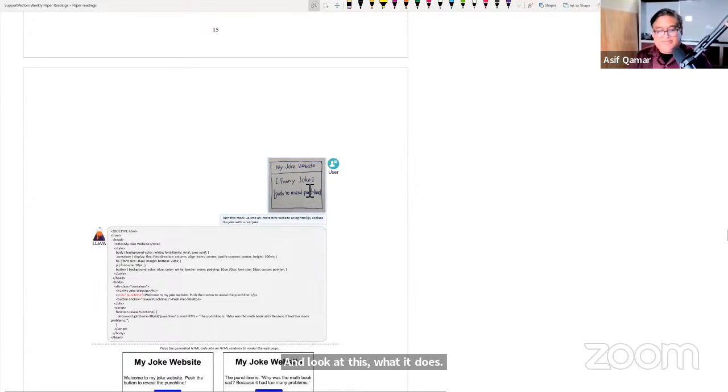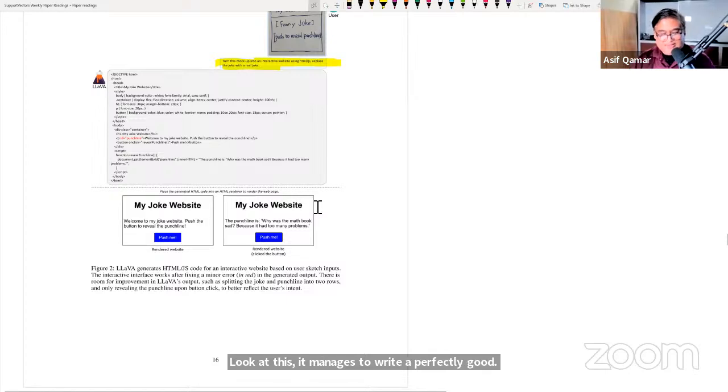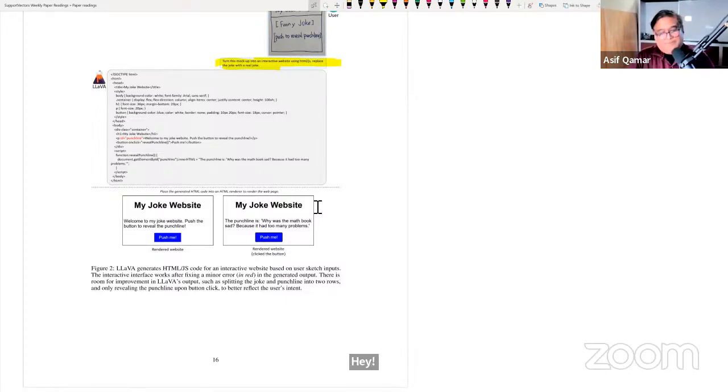A user can give it a picture like this: turn this mockup into an interactive website using HTML, JavaScript, replace the joke with a real joke. That is tough. If you think in terms of multimodal or vision language understanding, I'm giving you a hand drawing, a mockup, a scribble of a web page. You have to draw it out. And look at this. It manages to write a perfectly good thing. Here's a little web page it produced.